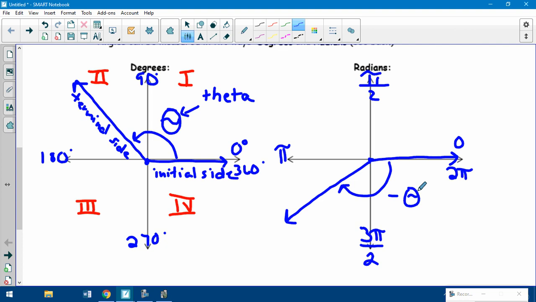So at least for the foreseeable future, whenever we draw these graphs, I'm going to want you to label either in degrees, which should be easy, or radians. And the reason I want you to label every single time is because I want you to get these stuck in your head so that you know these like the back of your hand.